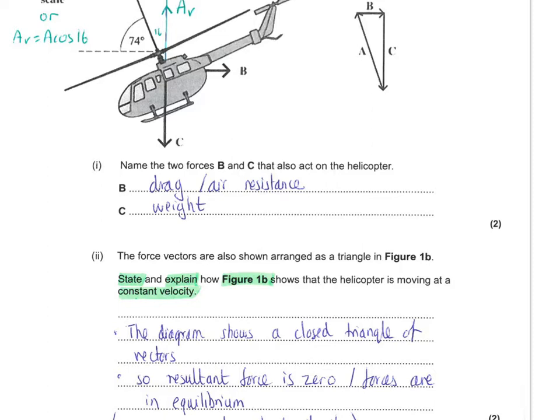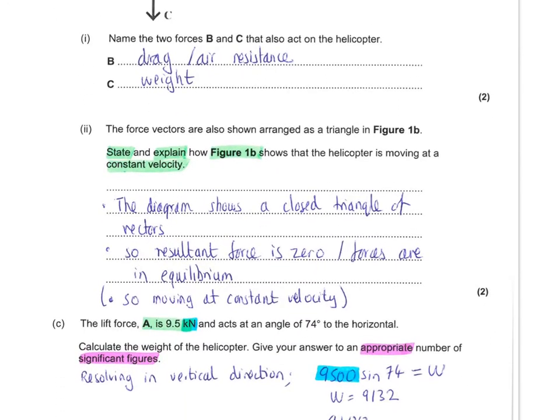You must refer to what the diagram is showing you here. So if we look at this diagram, we see a closed triangle of forces. So adding the lift to the drag to the weight leads us to where we started in our diagram. The triangle is closed. The implication of this is that the resultant force is 0, or the forces are in equilibrium. This is why it's moving at constant velocity, which is what we were asked to argue the case for.